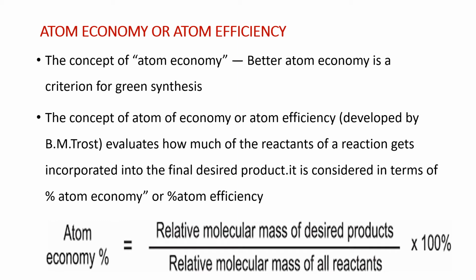The concept of atom economy or atom efficiency, developed by B.M. Trost, evaluates how much of the reactants of a reaction gets incorporated into the final desired product. It is considered in terms of percent atom economy or percent atom efficiency, which is equal to the relative molecular mass of desired products divided by the relative molecular mass of all reactants times 100.